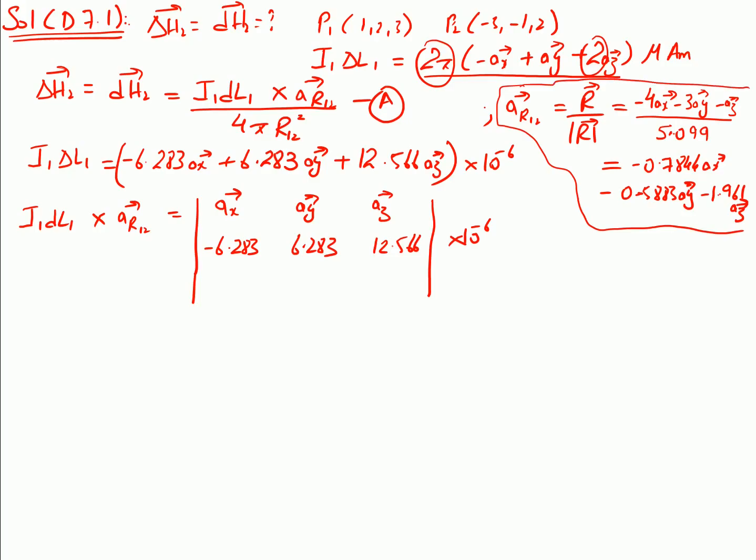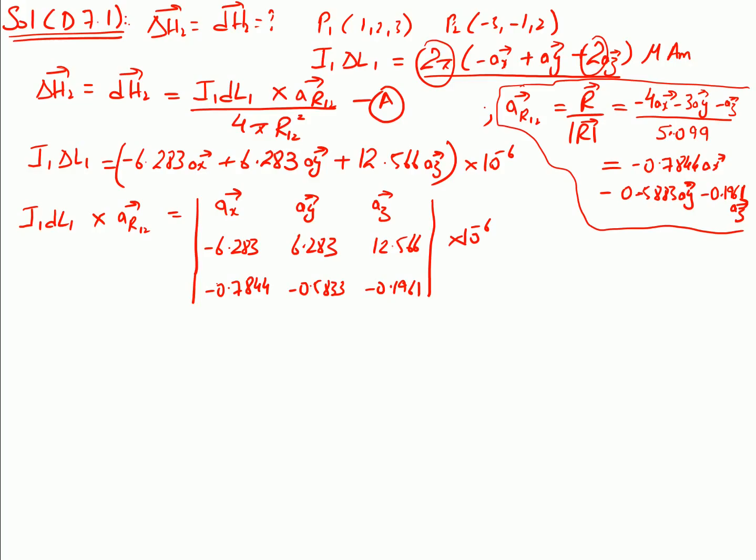So here it comes out to be minus 0.7844, minus 0.5883 and minus 0.1961. Okay, so this is the matrix, and then we can find the determinant quite easily out of this.